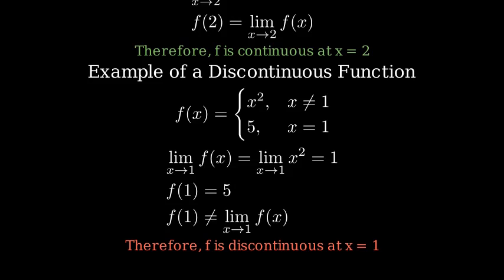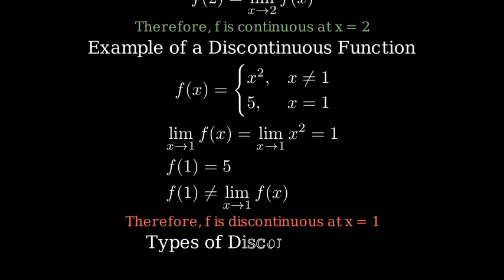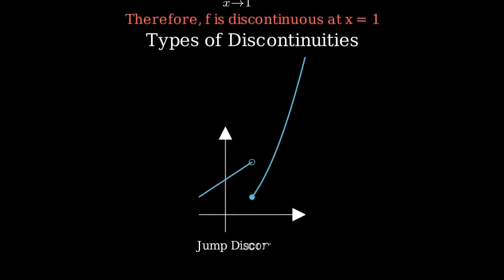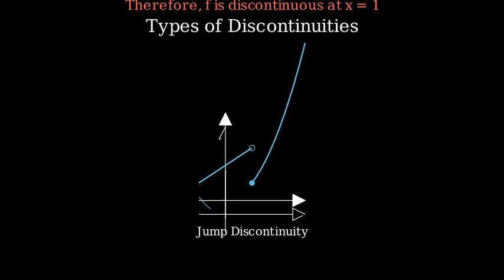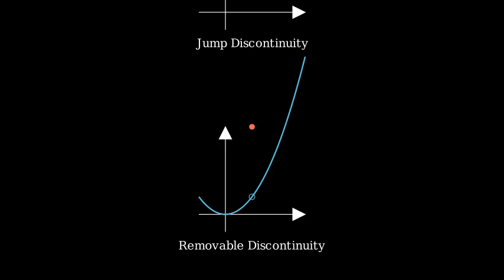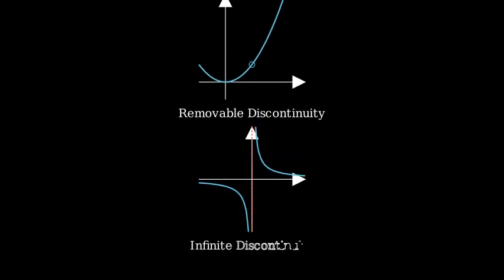Let's look at the main types of discontinuities. A jump discontinuity occurs when the left and right limits exist, but are different, like in our piecewise function example. A removable discontinuity or hole occurs when the limit exists, but either the function is not defined at that point or is defined differently. This is like our x squared at x equals 1 example. An infinite discontinuity occurs when the function approaches infinity as x approaches a point, like in the function 1 divided by x at x equals 0.